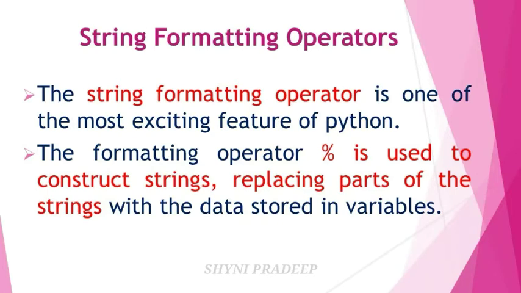The string formatting operator is one of the most exciting features of Python. So it is a very important feature in Python. Okay, the formatting operator, the percentage symbol, which means the modulo symbol, is used to construct strings, replacing parts of the strings with the data stored in variables. By using this string formatting operator, we can replace the string parts from one place to another place. Okay, so let's see one example.